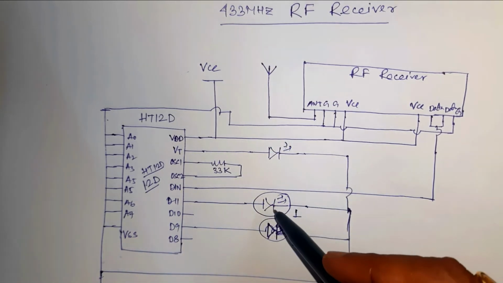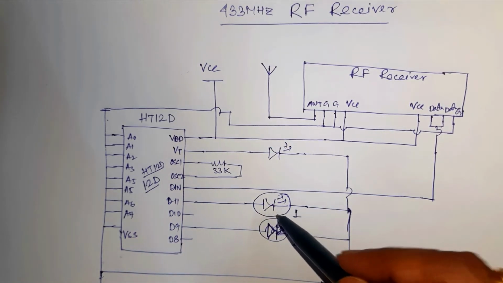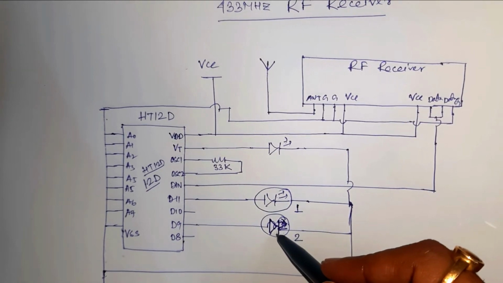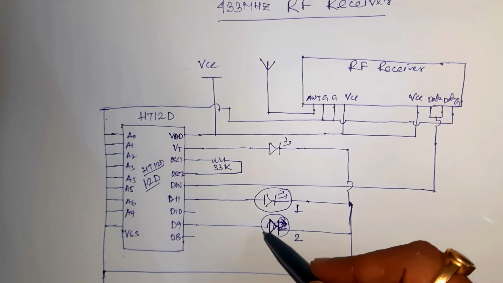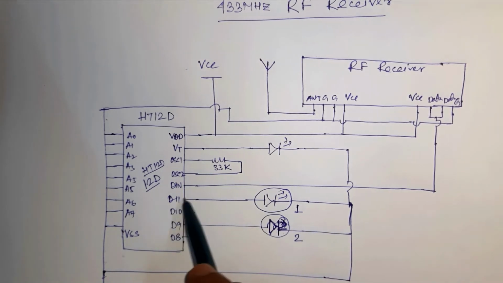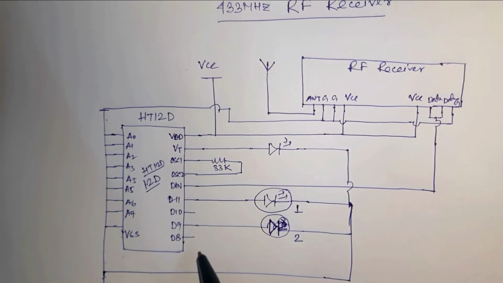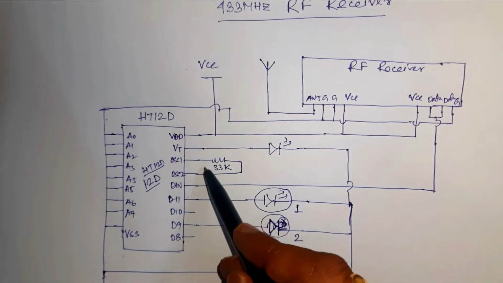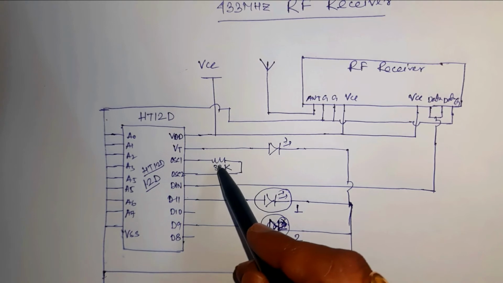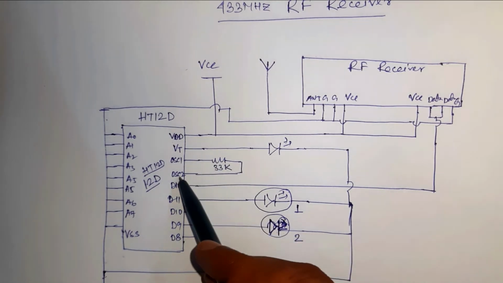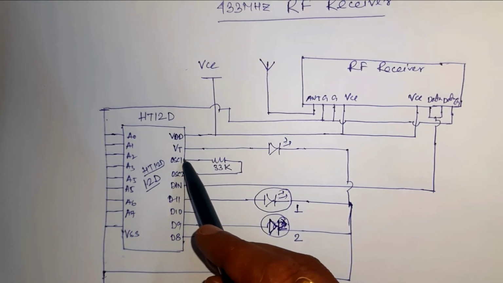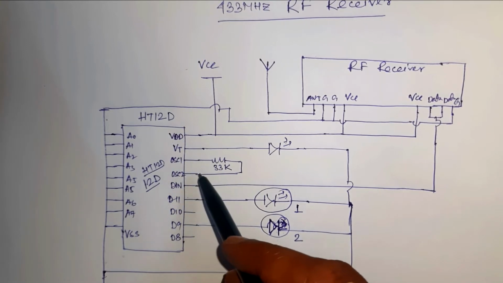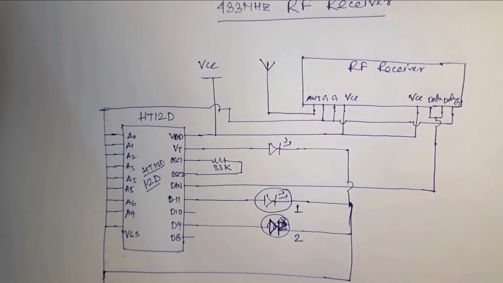And the two outputs, that is output 1 and output 2, are connected to pin number D11 and D9. And a 33 kilo ohm resistance is connected between pin number 15 and 16, which provides the external resistance for the operation of the internal oscillator of this decoder IC.